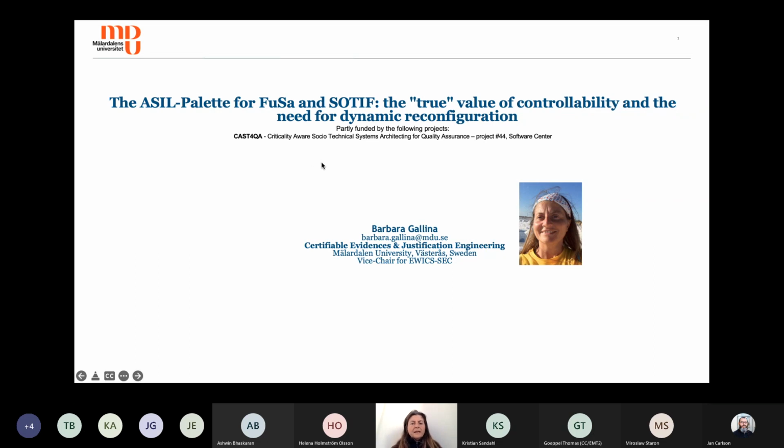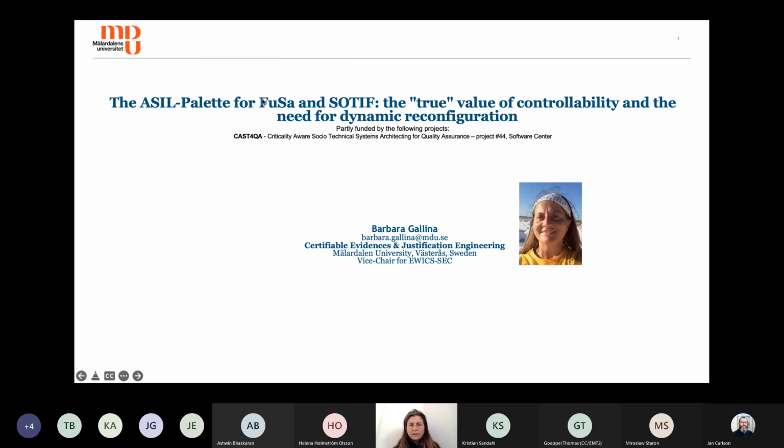Let's see. So the title is the ASIL-Palette for functional safety and SOTIF, safety of the intended functionality, the true value of controllability and the need for dynamic reconfiguration. My intention in this talk is not to offer any solutions, but to raise interest around controllability, and possibly true controllability, and the need for dynamic reconfiguration.